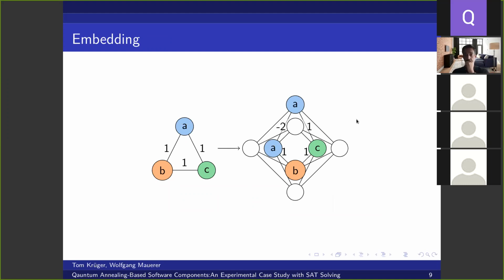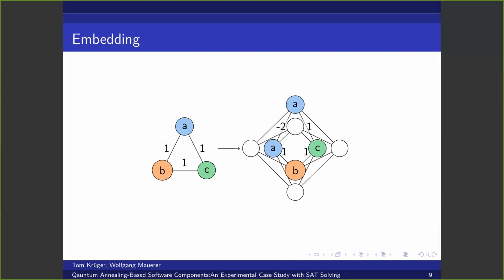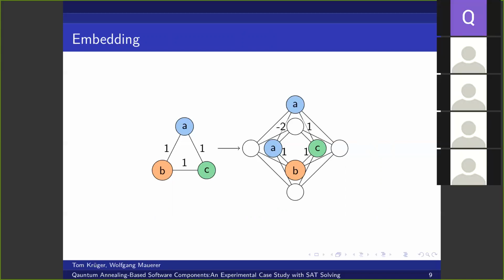And of course, this is a waste of qubits, which we don't want. And also long chains tend to break, and breaking chains don't act as a logical unit anymore, and this leads to a loss of accuracy in our results, which is also bad.